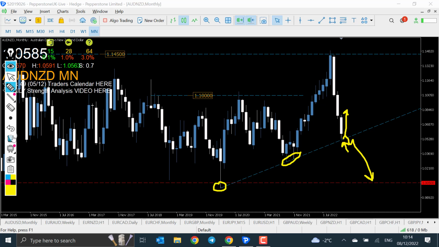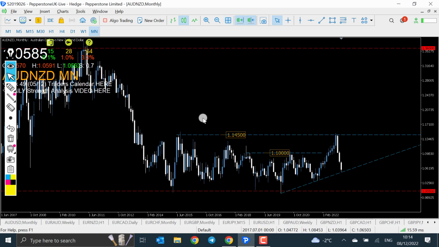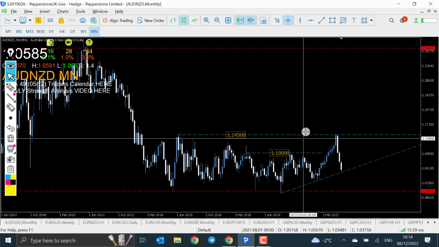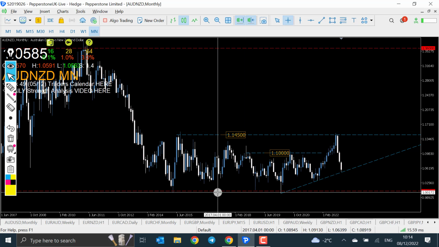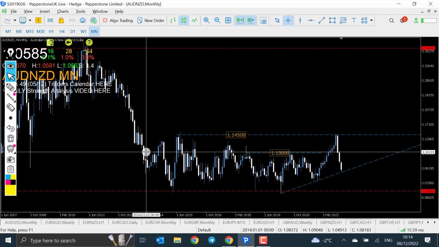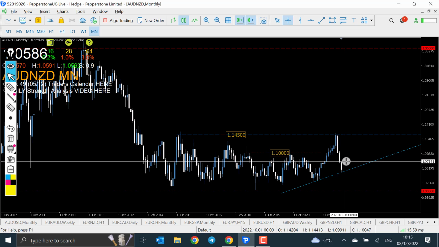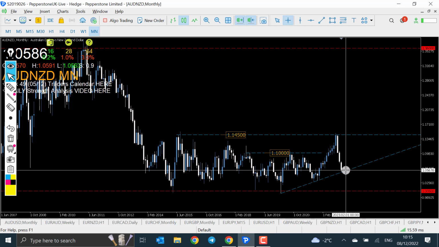If I zoom out slightly, you'll be able to see that price is in a range between the 1.1450 handle and the 1.0050 handle, and we've pretty much been in that since 2014. So a real big range here.